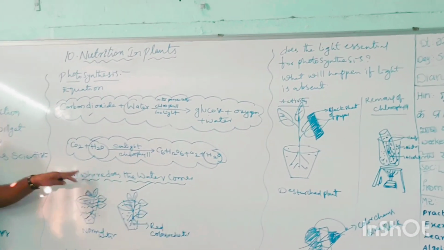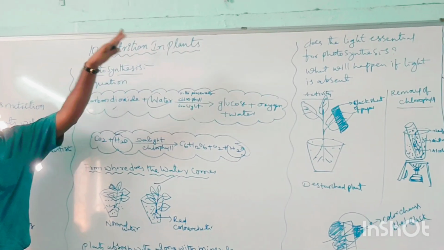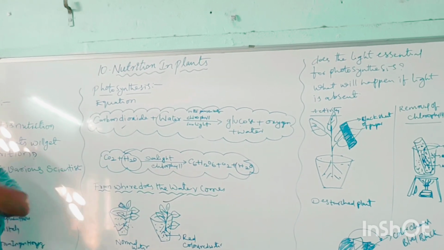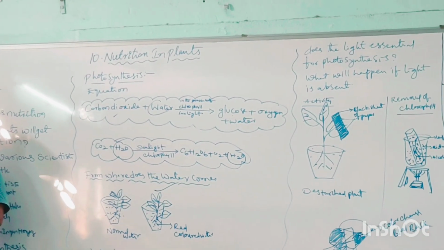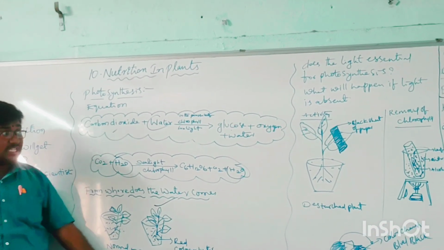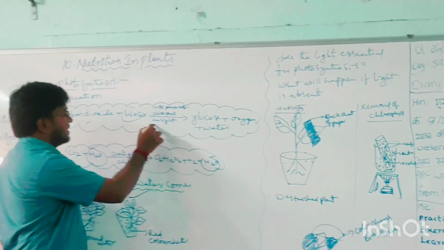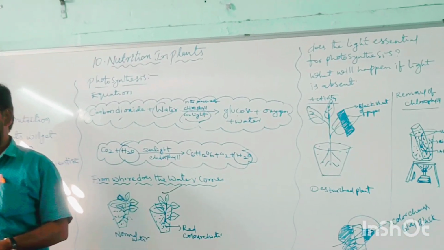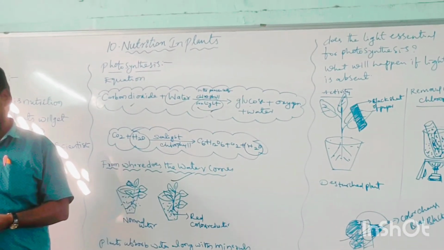Water is one of the essential components of photosynthesis. Without water, photosynthesis cannot happen in the plant body, so eventually the plant cannot produce food material. The next concept that is important for photosynthesis is sunlight. We say sunlight is very essential for photosynthesis. Then without sunlight, is it possible to make food material?